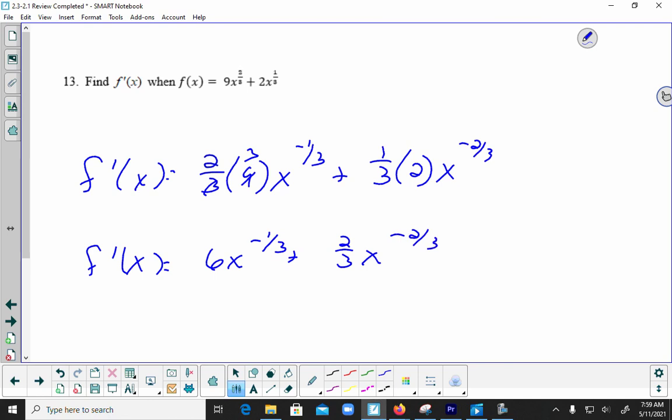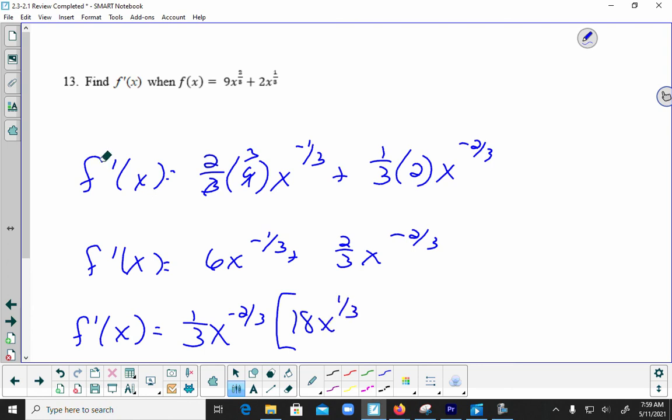Okay, the lowest common denominator I'm going to have is a third, so I'm going to factor that out. And the lowest exponent I have is negative 2/3, so I'm going to factor that out. What I have left is what do I have to multiply 1/3 by to get 6, and that would be 18. What do I have to add to negative 2/3 to get a negative 1/3, and that will be 1/3. And then plus 2 is what I had to multiply 1/3 by to get 2/3, and then I factored out the negative 2/3.